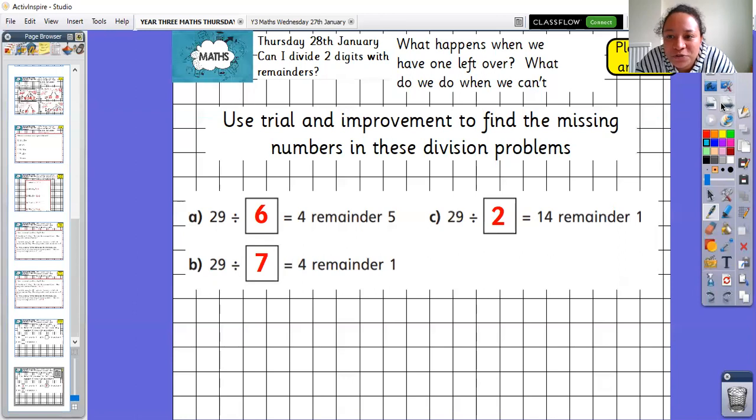Okay, have a little look through this. Okay, did you use trial and improvement? How did you get on? Have a little tick through and see where you managed to get the answers right.